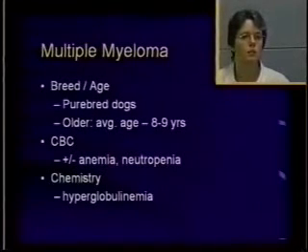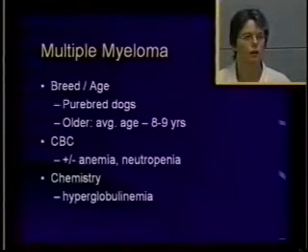It's more commonly seen in purebred dogs and tends to be in older animals as well. Multiple myeloma is very uncommon in cats, although it can occur. On a complete blood count, you may see anemia, as mentioned before, as well as neutropenia, depending on the degree of bone marrow invasion. And a hyperglobulinemia on a clinical chemistry should definitely raise your index of suspicion and potentially prompt a search for this tumor, especially if it's in a dog.